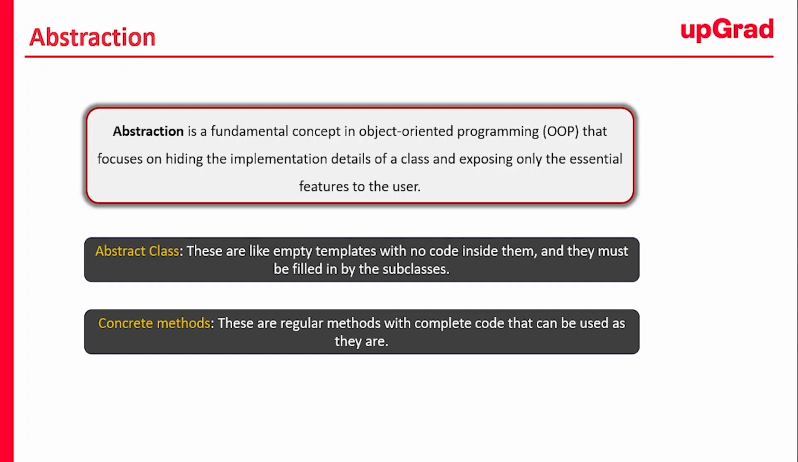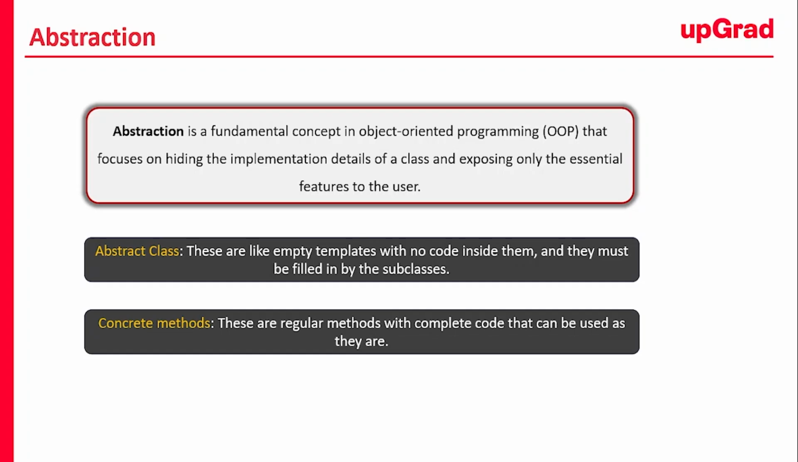So I hope you understand abstract methods, they are empty. Nothing is there. There is no body. So in abstract functions, there is no body or no code inside them, and they must be filled in by the subclasses. Whereas concrete methods are like regular methods with complete code that can be used like normal methods. So this was about abstract class.